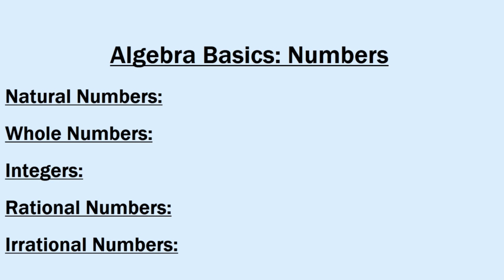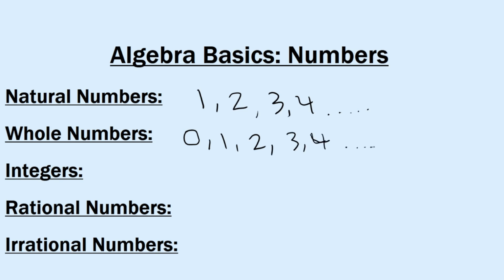So the natural numbers right here, they are numbers like 1, 2, 3, 4, etc. They're just the counting numbers. Whatever numbers you use to count anything: 1, 2, 3, 4, 100, 200. These are natural numbers. Whole numbers are all the natural numbers plus 0. So all the whole numbers are 0, and then 1, 2, 3, 4, etc. All the whole numbers.